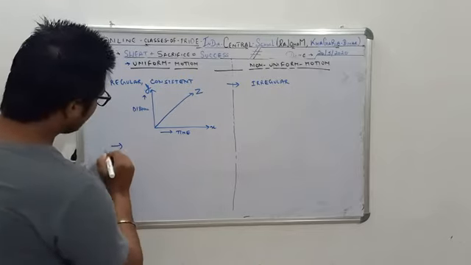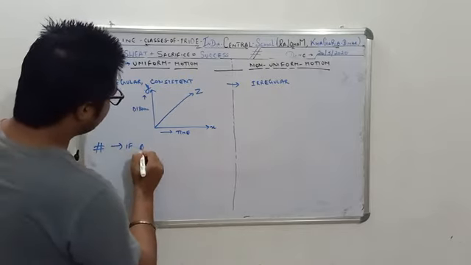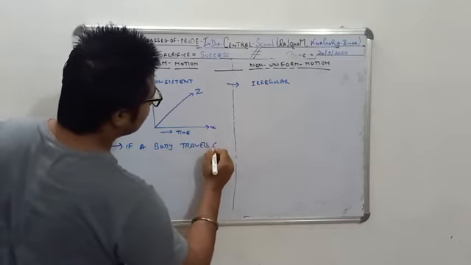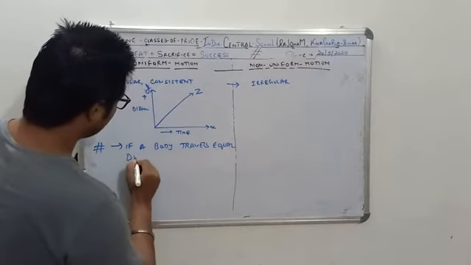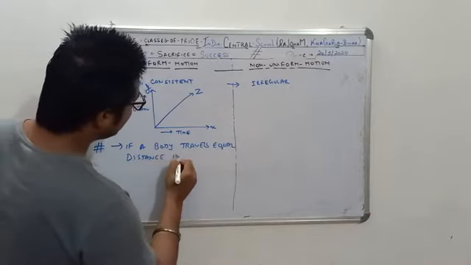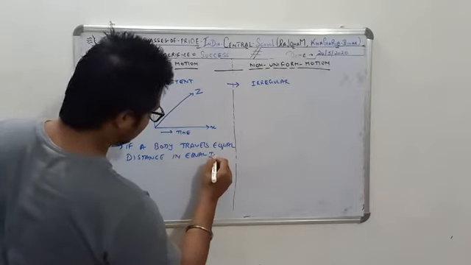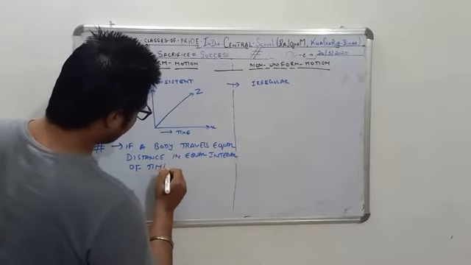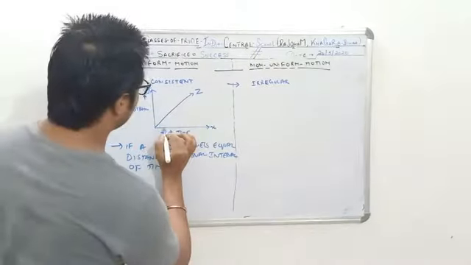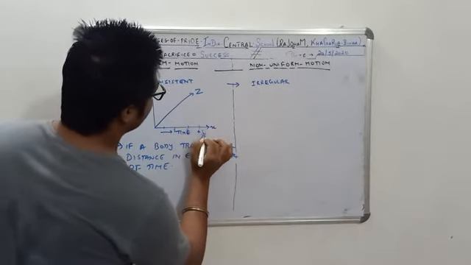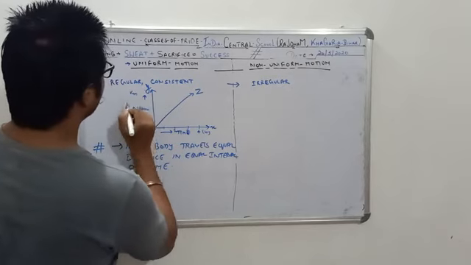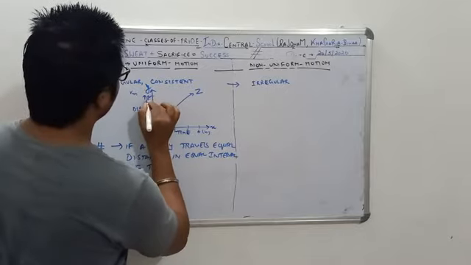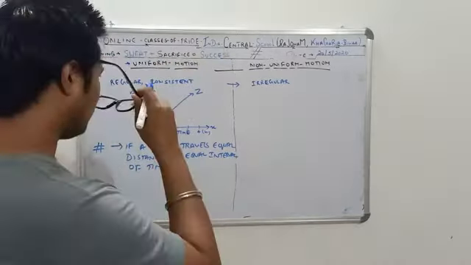How can we define it? If a body travels equal distance in equal intervals of time, it is called uniform motion. Suppose this is 1, 2, 3 and 4, all in hours, and the distance in kilometers is 10, 20, 30 and 40.